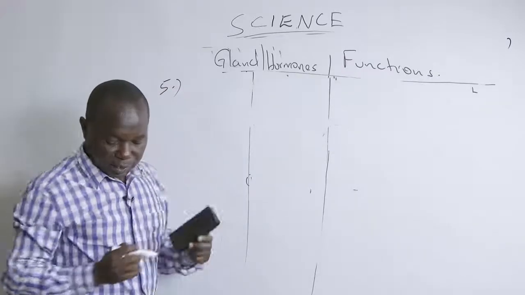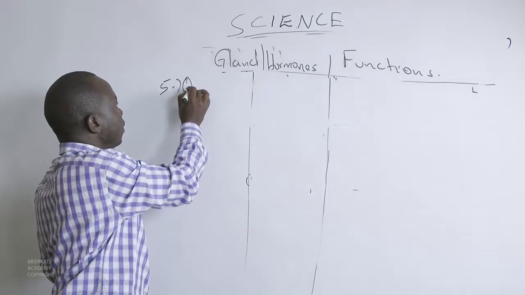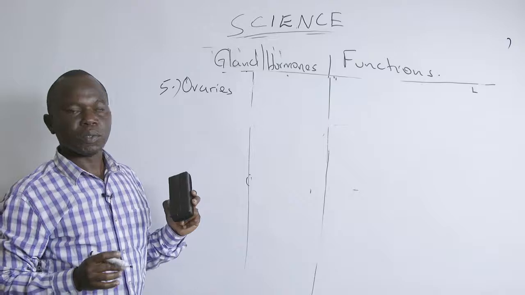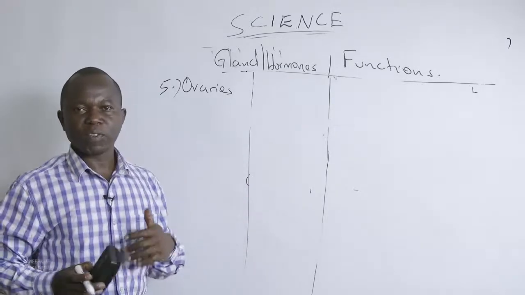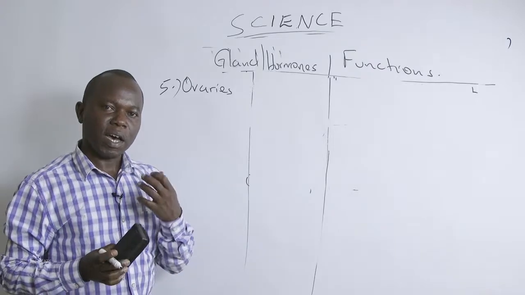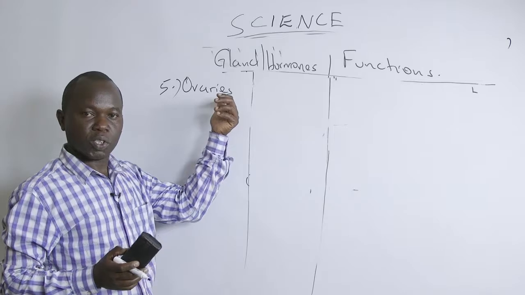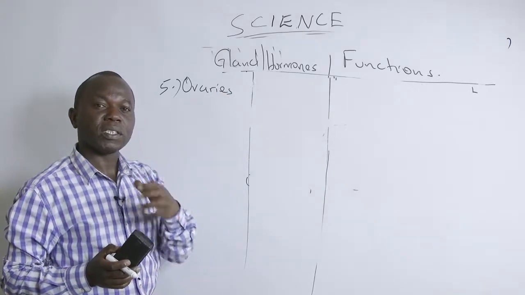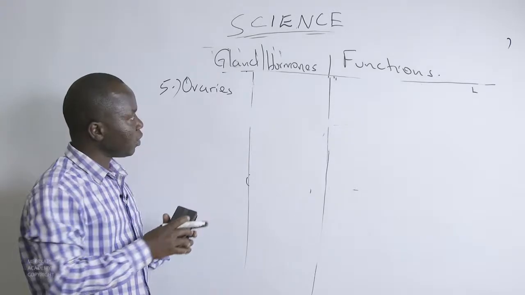Gland number 5, there are several glands. We have ovaries. Ovaries secrete two major types of hormones. So again, something about ovaries. Ovaries are found in the reproductive system. They are meant to produce ova. But as they do that, they also secrete hormones. So they also have dual roles.